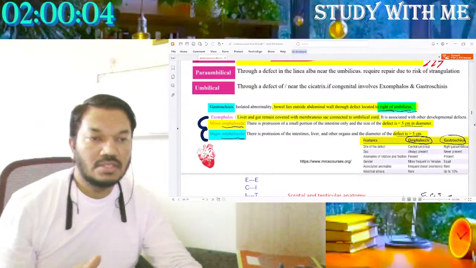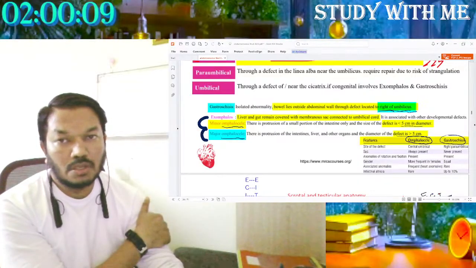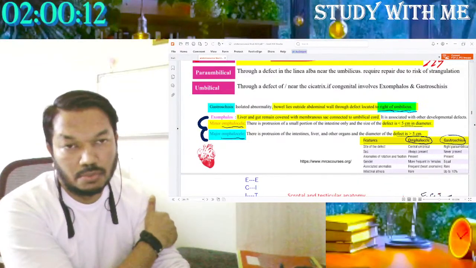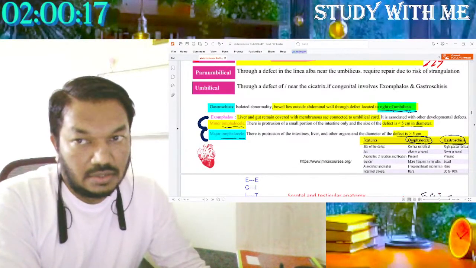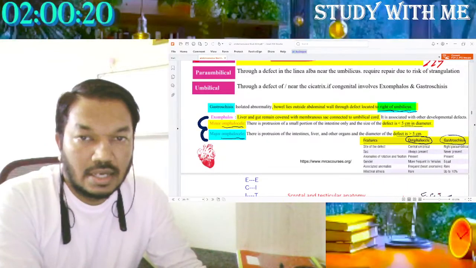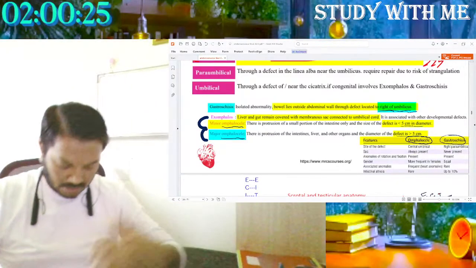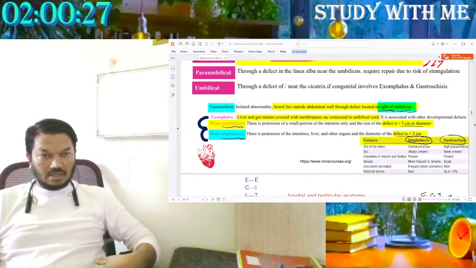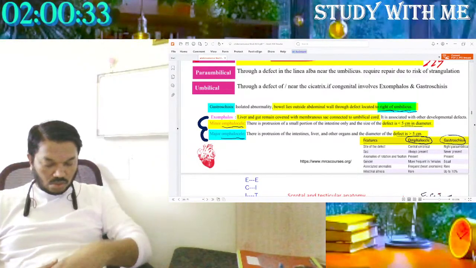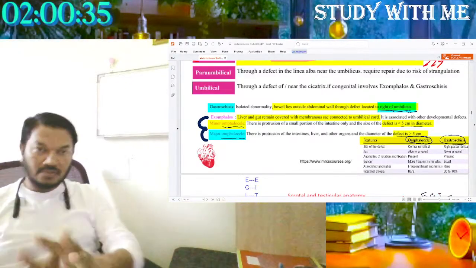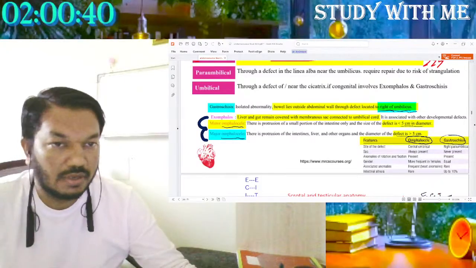Again, gastroschisis, if there is any abdominal wall defect right to the umbilicus, that is called gastroschisis. Bowel lies outside of the abdominal wall through the defect located to the right of the umbilicus. Remember the location, right to the umbilicus. And through the umbilicus, it is called exomphalos. Exomphalos has two varieties, minor and major. If it is less than 5 centimeters, minor, more than 5 centimeters, major.